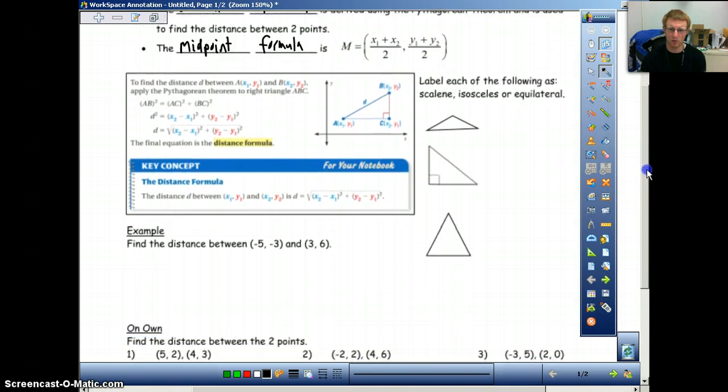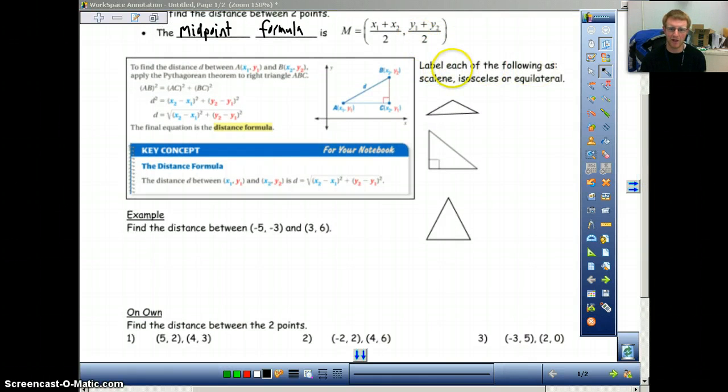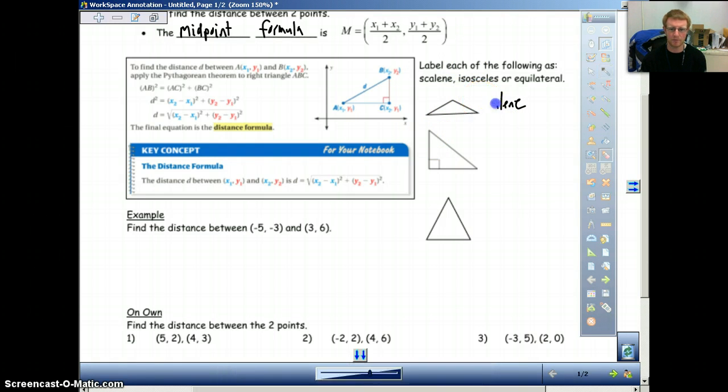So let's get right into this. We're just going to do a real quick review here. Label each of the following as scalene, isosceles, or equilateral. Scalene means that all three sides are different. Even though this may not look like it, that is our scalene. Okay, this one right here. Actually, I lied. This one does look the same, so that would be isosceles. This one, all three are different. That's our scalene. And then the last one, all three sides are the same, so we call that equilateral.